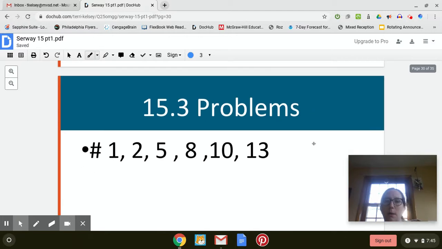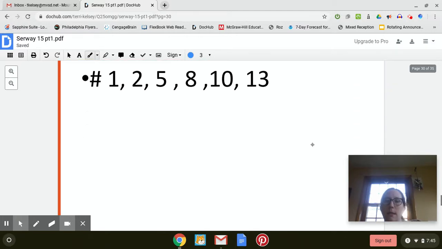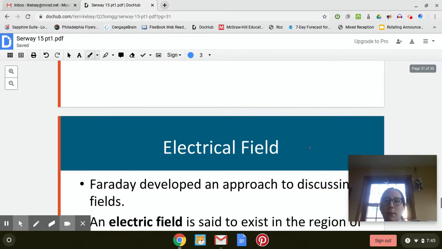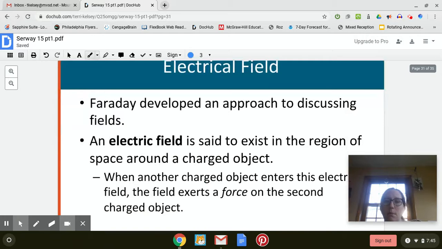Those are the problems we did for 15.3. If you want me to redo any of them, leave me a message and I will. Just make sure you put the section and the number.